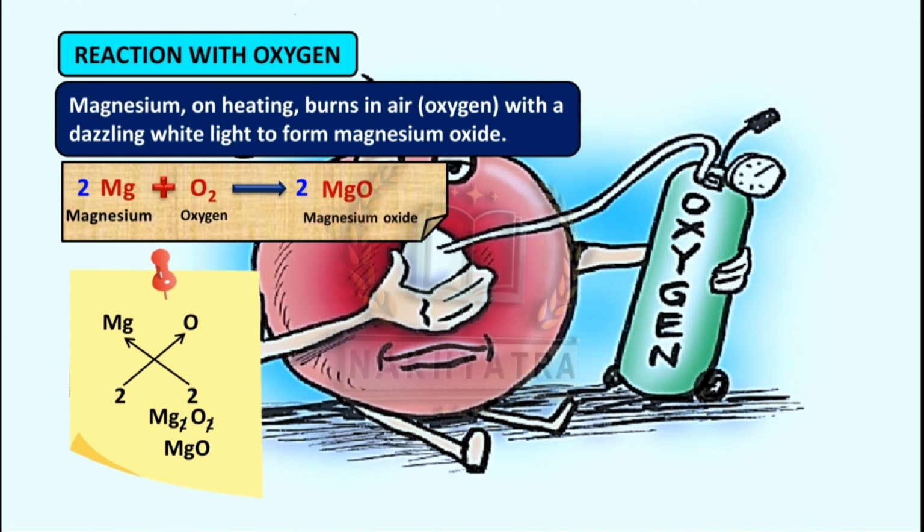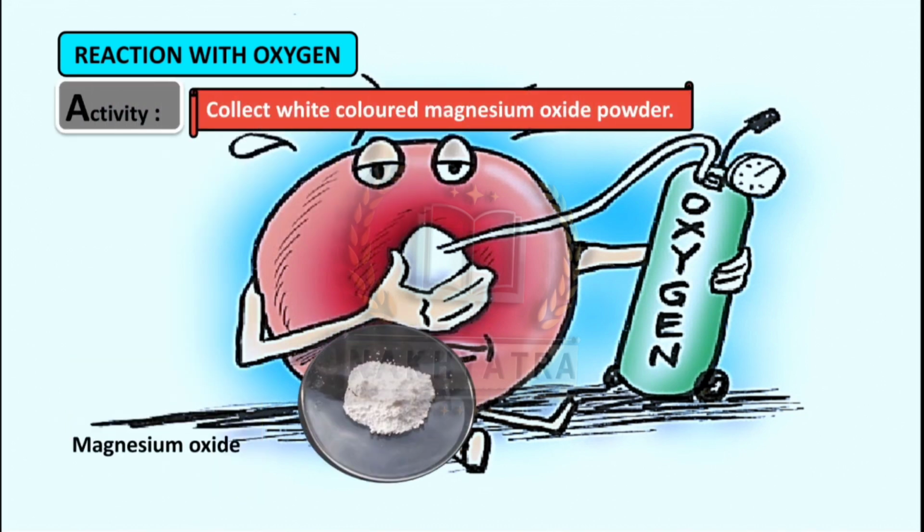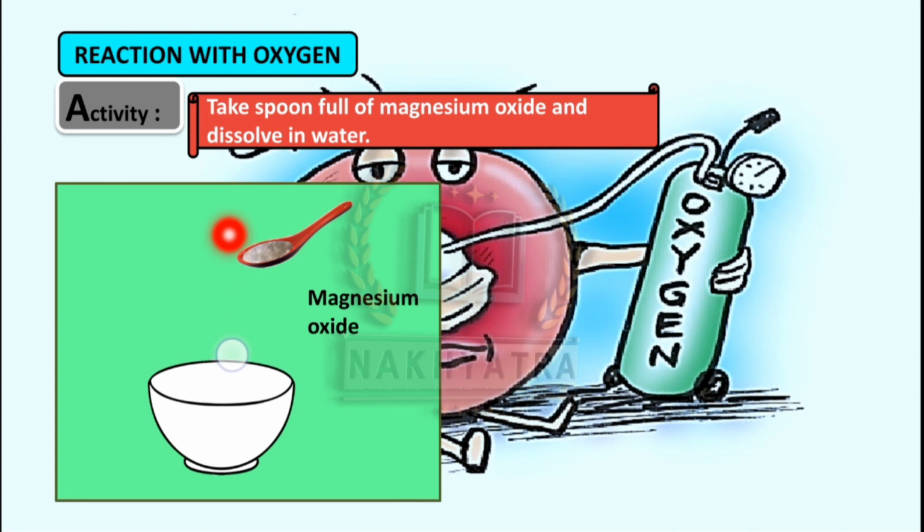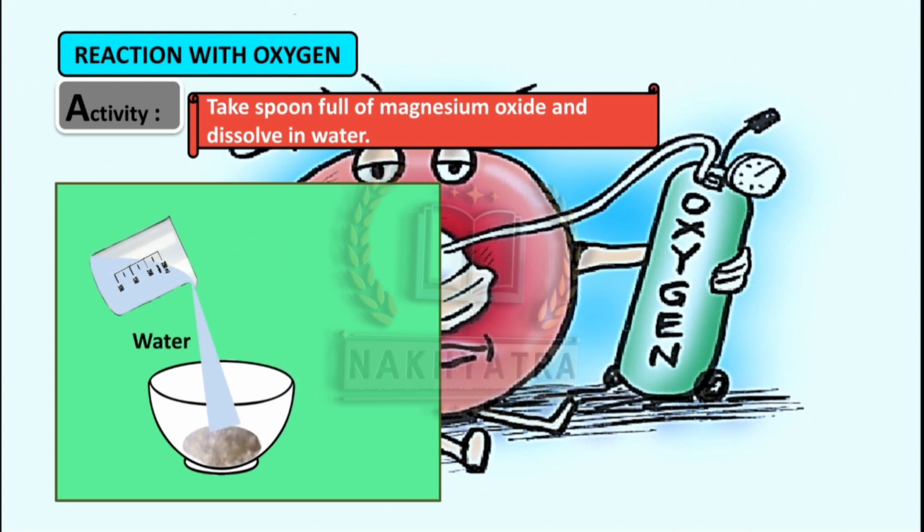Clear everyone? Alright. Now let us do another activity. Collect some white colored magnesium oxide powder. After that, take a spoonful of magnesium oxide and dissolve it in water.